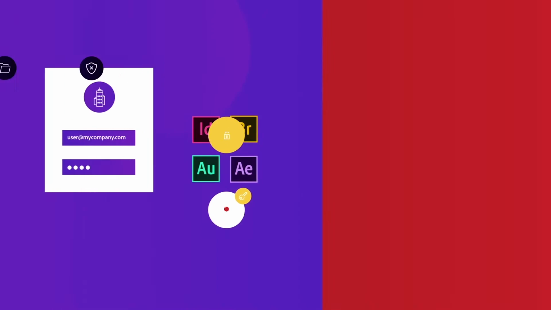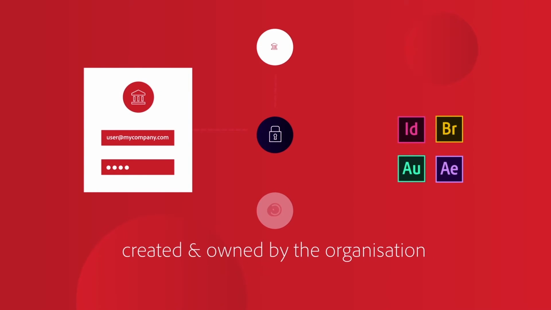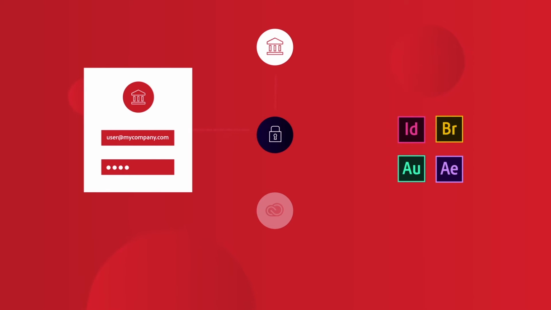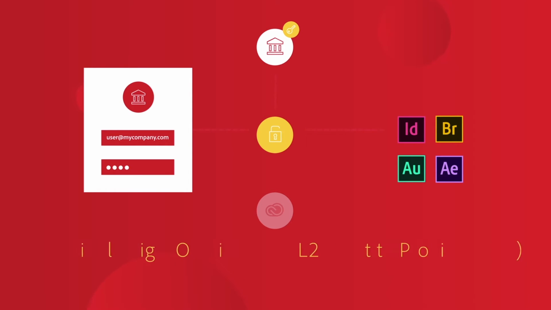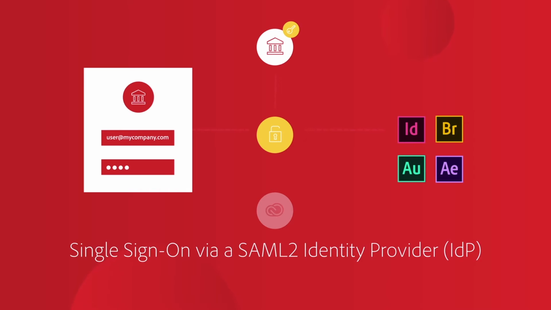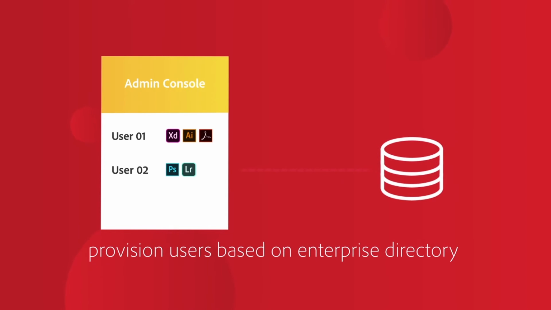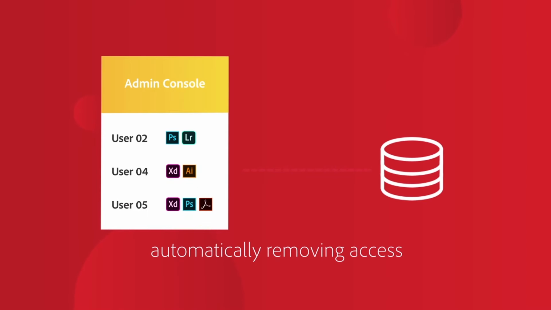The last account type is perhaps the most important one and also requires claiming a domain name. A Federated ID is created and owned by the organization and linked to the enterprise directory via federation. On top of that, the organization manages all credentials and processes users via single sign-on using a SAML2 identity provider. This offers huge advantages to the organization, including the ability to provision users based on their organization's enterprise directory, and automatically removing access to all applications and services the moment someone leaves the organization.